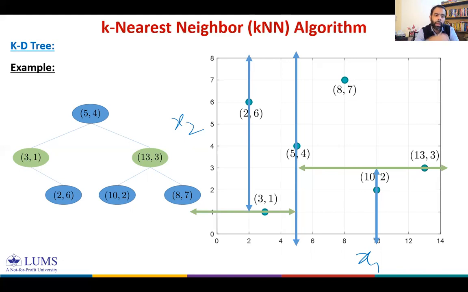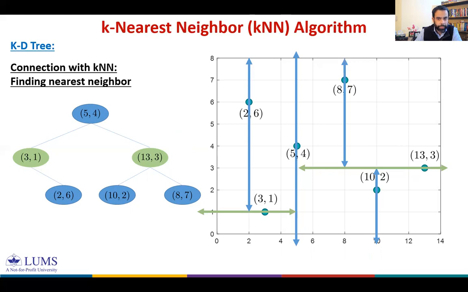So this is the visualization of splitting of the feature space by KD tree. Okay, let's talk about the connection of KD tree with kNN: how can we use this partitioning of feature space to find nearest neighbors efficiently?